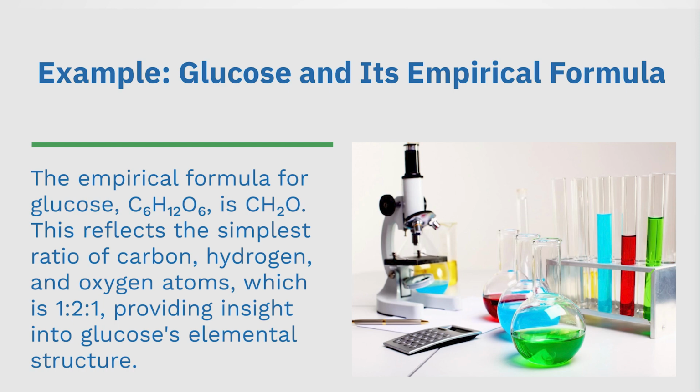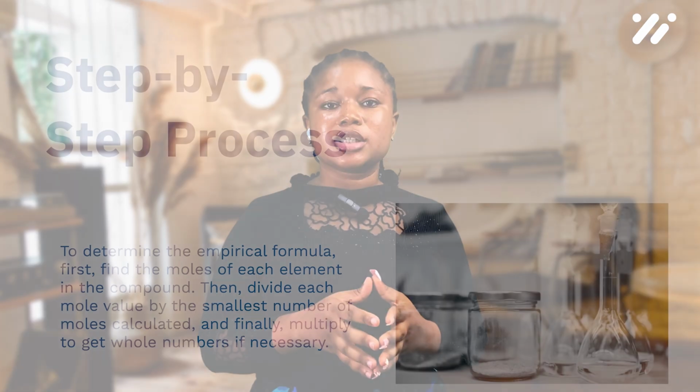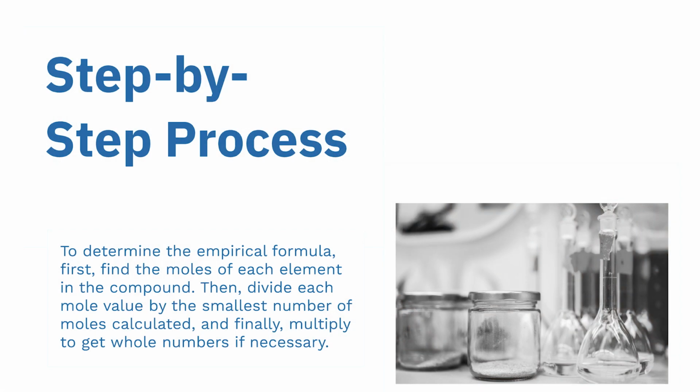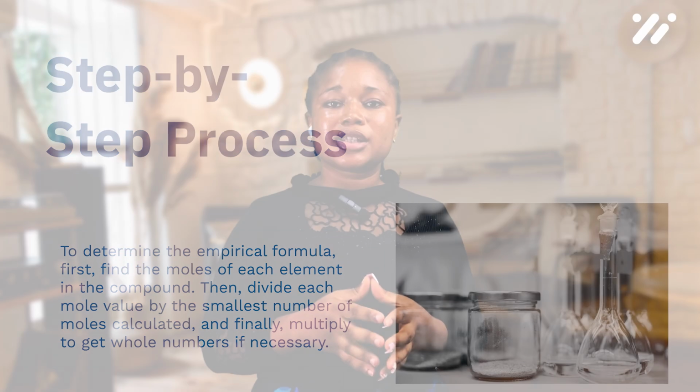So now, how do we determine the empirical formula? Step 1, find the moles of each element in the compound. Step 2, divide each mole value by the smallest number of moles calculated. Step 3, multiply to get whole numbers if necessary.